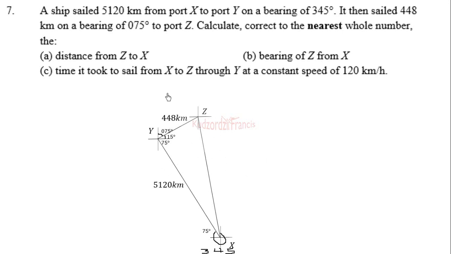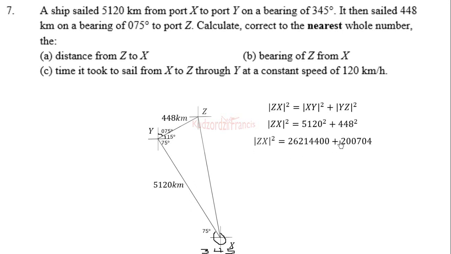Now, to calculate ZX, which is the demand of the first part of the question, what we need to do is to use the Pythagoras theorem, which says that the hypotenuse squared is equal to the sum of the squares of the legs, and that will give us that. We substitute to obtain this. Then the next thing we do is to evaluate.